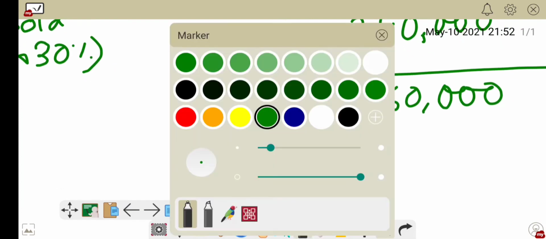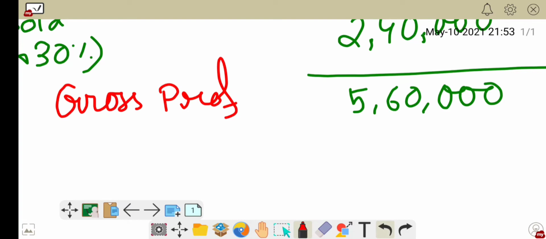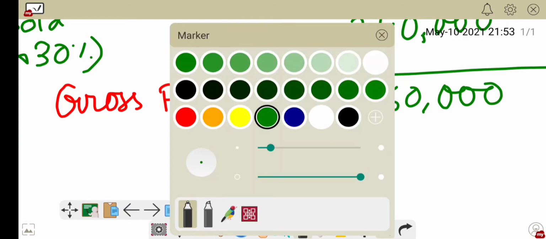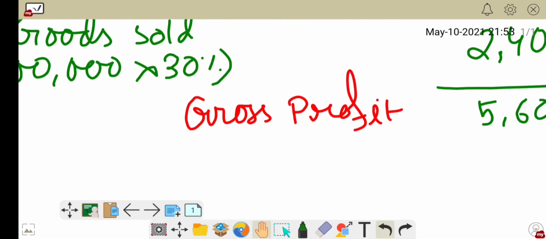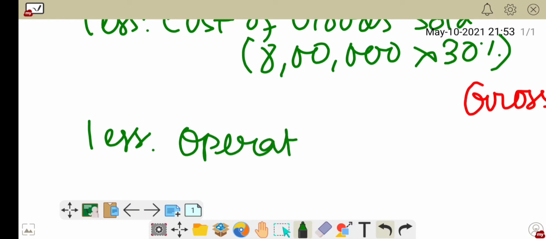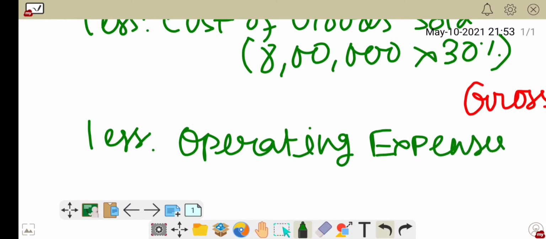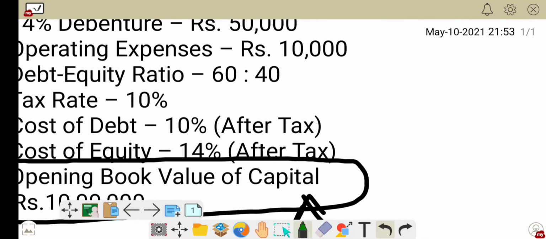Corresponding to 5,60,000, we write gross profit. From gross profit we have to deduct operating expenses. Is that given in our question or not? Operating expenses are given, that is 10,000.